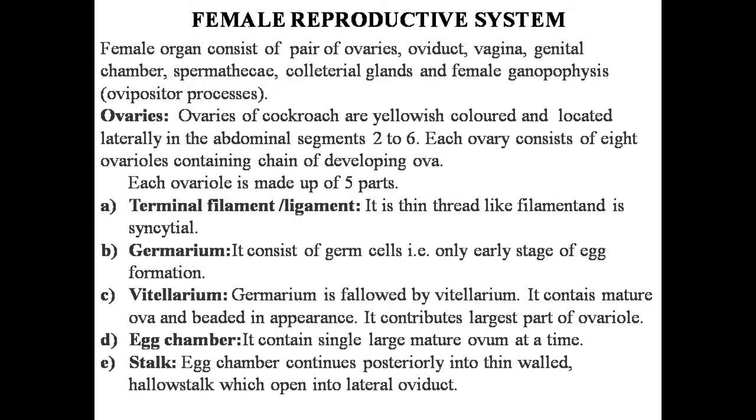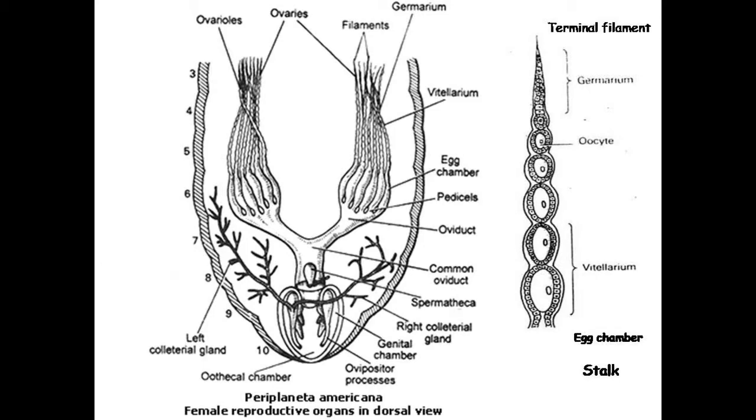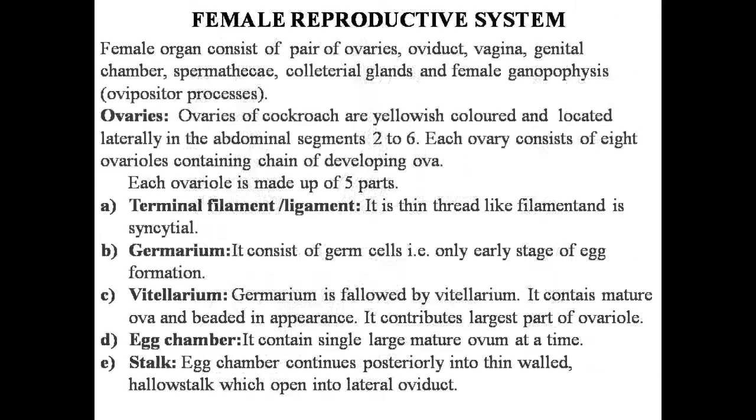The female reproductive system of cockroach comprises a pair of ovaries, oviduct, vagina, genital chamber, spermathecae, collateral gland, and female gonapophysis or ovipositor processes. The pair of ovaries are yellowish colored and located in abdominal segments, that is from the second abdominal segment to the sixth abdominal segment.